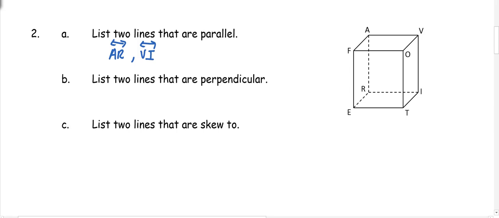Perpendicular. So perpendicular, they're intersecting at the side and making a right angle. Notice that to be a right angle, it's going to have a square face. So anything that intersects at one of these corners would be perpendicular. So we could say that FE is perpendicular to ET. Skew lines. So skew lines are different parts of our shape going in different directions. So we could have AR again going up and down, and we could have VO going front and back.